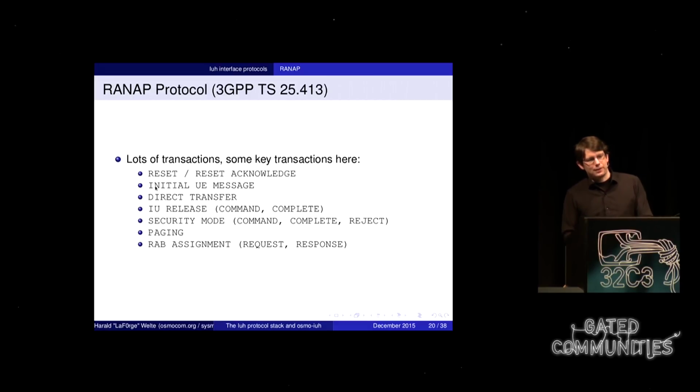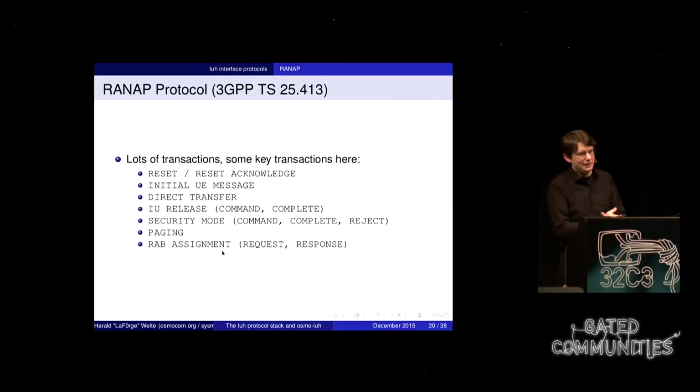So we have a couple of transactions. Reset, well, I don't need to explain. It's a reset. Initial UE message means a new phone has connected and it has sent us the first message that this phone has transmitted. That's why it's the initial message. Direct transfer is all the follow-up transfer. Iu release means, well, we're releasing a connection. Some commands to configure the security, the ciphering, the encryption. A paging command by which the network can initiate a transaction to the phone, and RAB assignment.